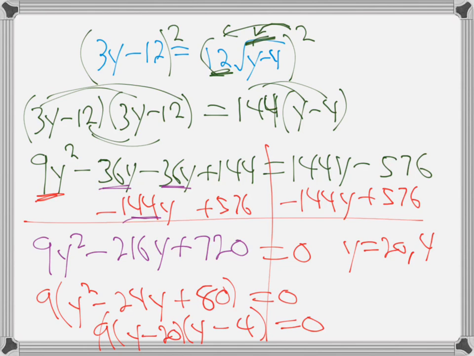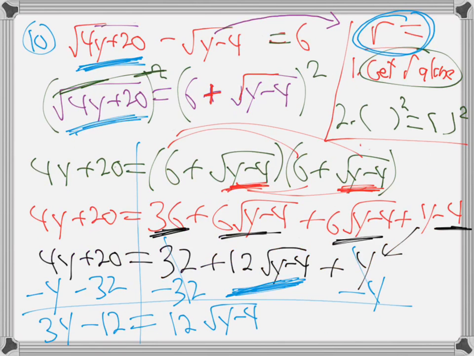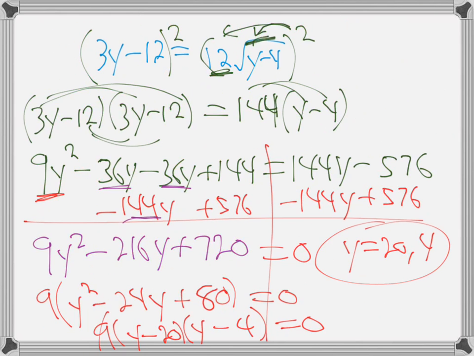Now you got to check 20 and 4. Are they both right? I don't know. 20, it'd be 80. 100 be 10. Minus 4. Yeah, 20s work, right? And what's the other one? 4? 0. Yeah, they're both right. They're both good.